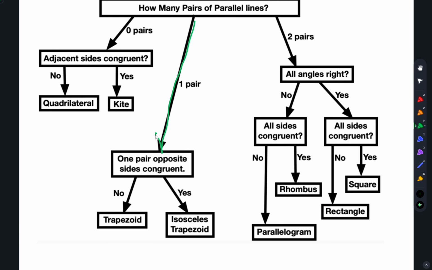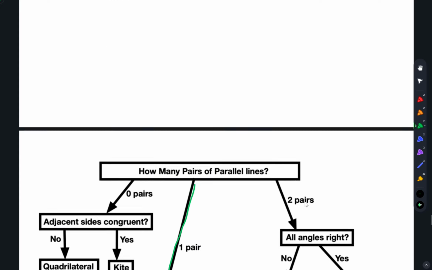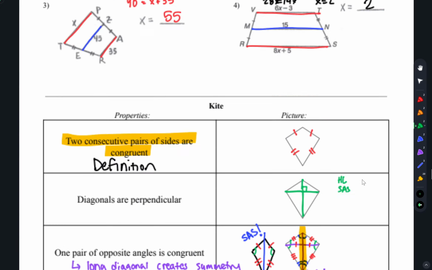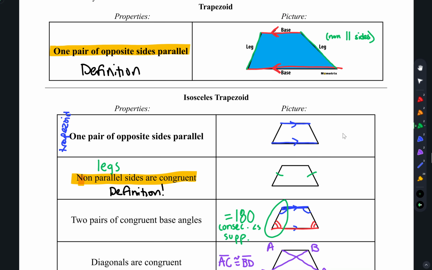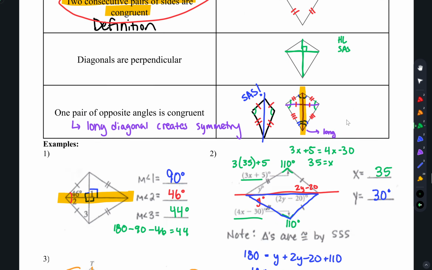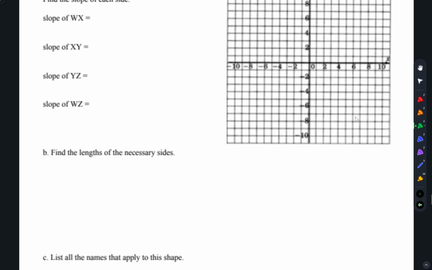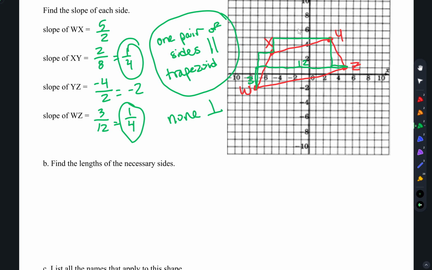So if I have that 1 pair of parallel sides, the only thing that could also be a trapezoid is an isosceles trapezoid. Let me go back to that isosceles trapezoid definition. An isosceles trapezoid, by definition, is a trapezoid that has the legs congruent. So that's the only thing left for me to test now. Now that I know it's a trapezoid, I'm just going to test my 2 legs to see if they're the same lengths.